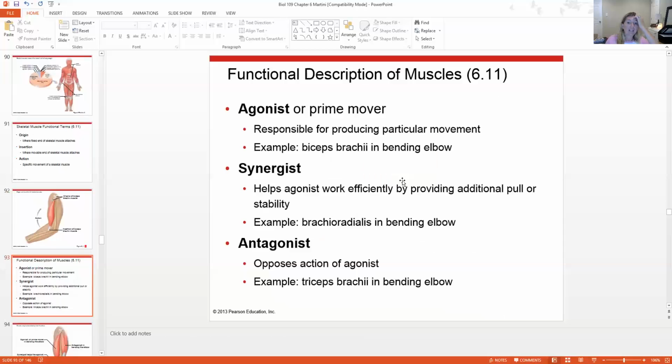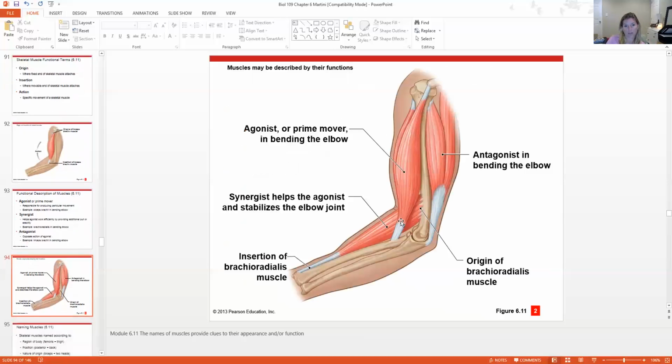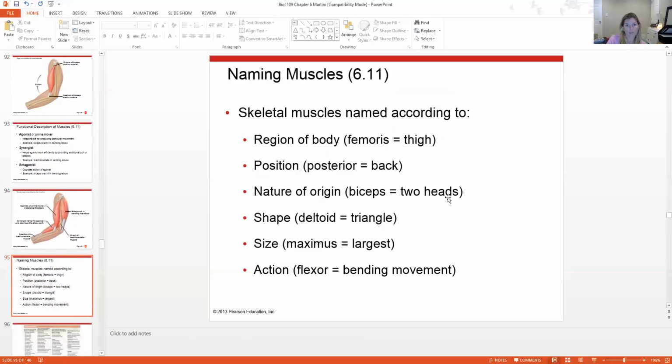And there's also an antagonist. This is the opposing action. So this would be like the triceps if we're talking about the biceps. Here you see all of them together. There's our brachioradialis muscle, and here's our biceps brachii. Here's our triceps muscle. So this is the prime mover. This is just a synergist helping that action occur, and then the antagonist is going to extend at the elbow instead of flex. Our skeletal muscles are named by the region of the body, by their position, by their origins or number of origins, by their shape. They can also be named by their size or by their action.